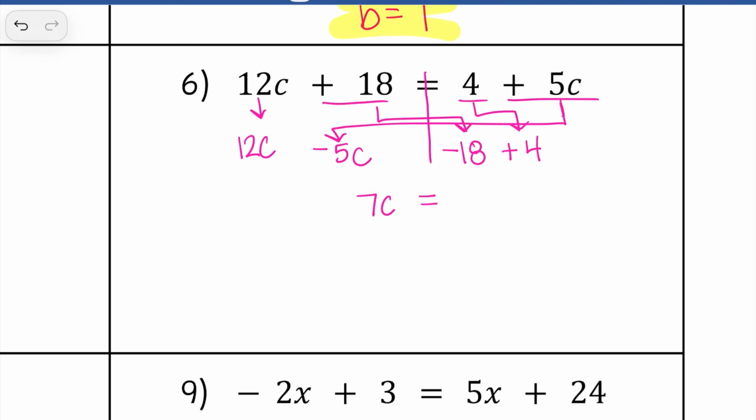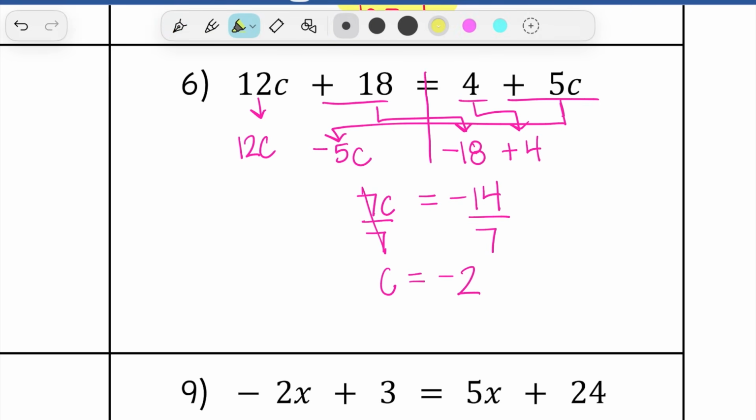On the right-hand side, negative 18 plus 4 is negative 14. Finish it up. You're going to divide both sides by 7. So c is equal to negative 2.